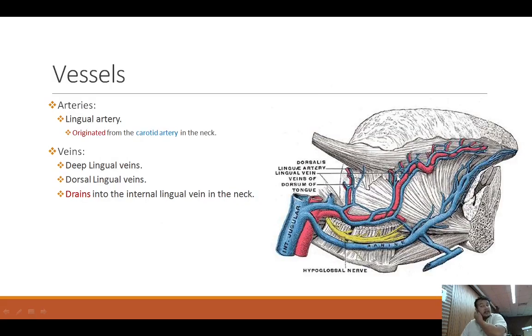For blood vessels, one is the lingual artery. Its origin is the external carotid artery in the neck. Then there are some veins, one is the deep lingual vein, and the dorsal lingual vein. Just knowing is sufficient. You can see this vein when you turn the tongue upside down. It can be seen if you look in the mirror, or you can look at each other's tongue. Under the surface of the tongue you can see these veins.